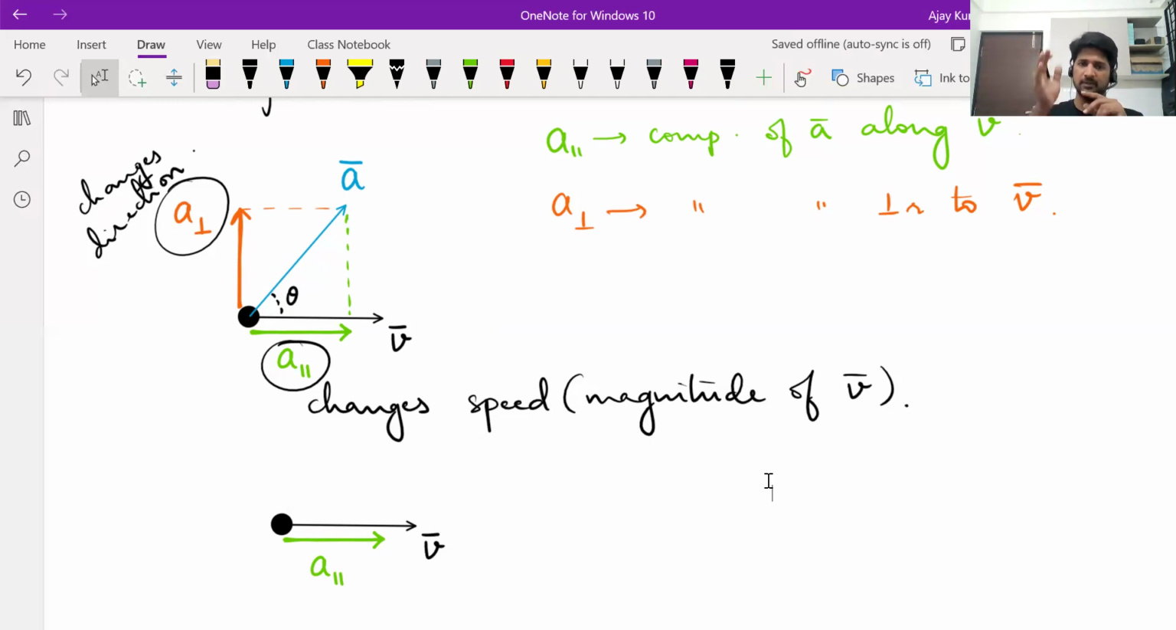And we see that A perpendicular is upward. So as a result of this acceleration, the object will actually move this way. Its speed will be increasing due to A parallel, and its direction changes upwards, or it turns upwards, due to that A perpendicular, because that is upwards. So these two components of acceleration help you visualize what is going to happen to the object.